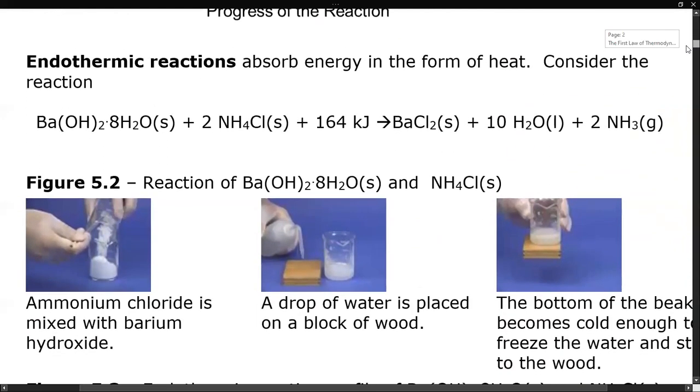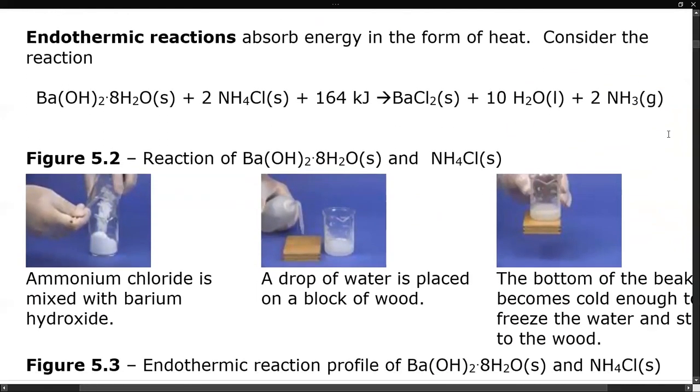If we want to look at endothermic reactions, those tend to absorb energy in the form of heat. If we look at barium hydroxide octahydrate in the solid phase and we mix that with ammonium chloride in the solid phase, it is somewhat endothermic, and I'll produce barium chloride, water, and ammonia. But it's going to take just a little bit of extra energy to be added to get over that barrier.